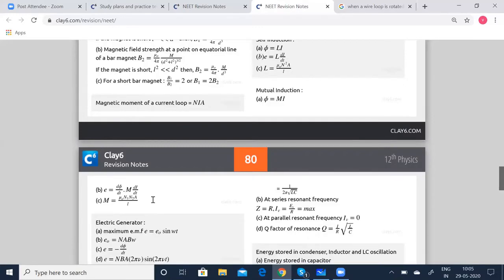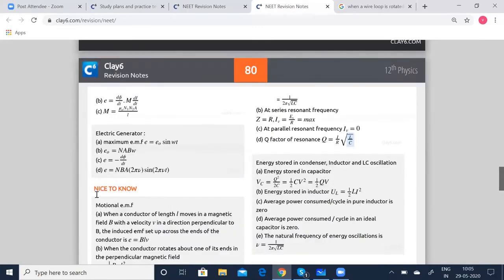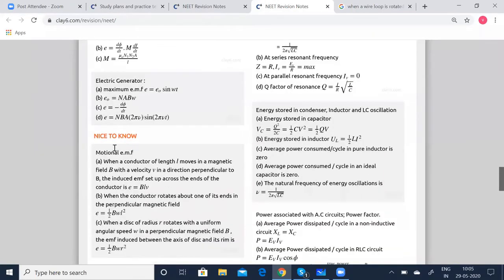Next, coming to the electric generator, the maximum EMF: E is equal to E0 sin omega t. E0 is equal to NAB omega, where omega is the angular velocity, B is the magnetic field, A is the area, and N is the number of turns. E is equal to minus d phi by dt. E is equal to NBA 2 pi nu sin 2 pi nu t.